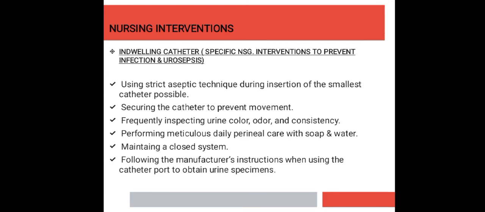Indwelling catheter. Specific nursing interventions to prevent infection and urosepsis: using strict aseptic technique during insertion of the smallest catheter possible, securing the catheter to prevent movement, frequently inspecting urine color, odor, and consistency, performing meticulous daily perineal care with soap and water, maintaining a closed system. And lastly, following the manufacturer's instructions when using the catheter port to obtain urine specimen.